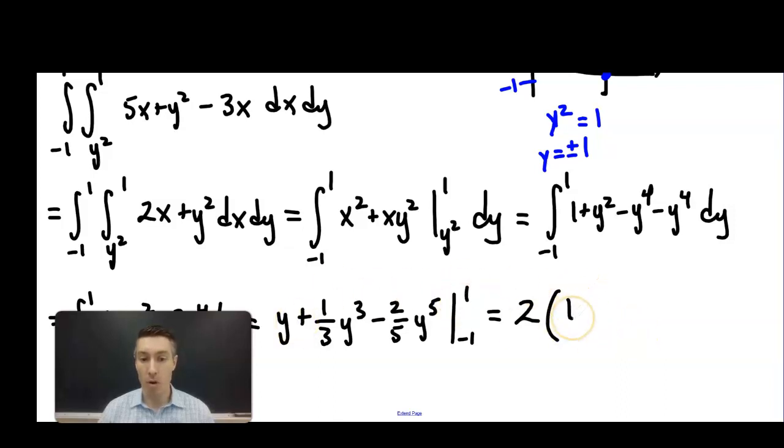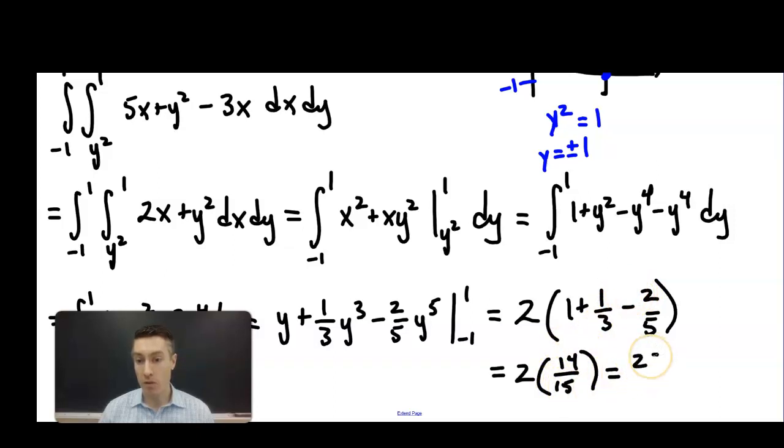So plugging in 1, we get 1 plus 1/3 minus 2/5. And then if you plugged in -1 with the subtraction, you would also get 1 plus 1/3 minus 2/5, because all of these are odd terms. So then we can just double what we get by plugging in 1. So that's going to be 2 times, let's see, common denominator 15. So 15 plus 5 would be 20, minus 6 would be 14. So 14 over 15. So 28 over 15 is the volume bound by those two surfaces over the region we defined in the xy plane.